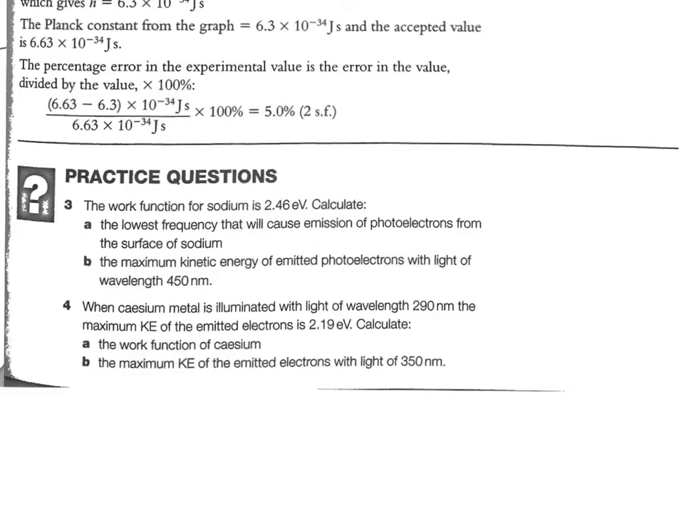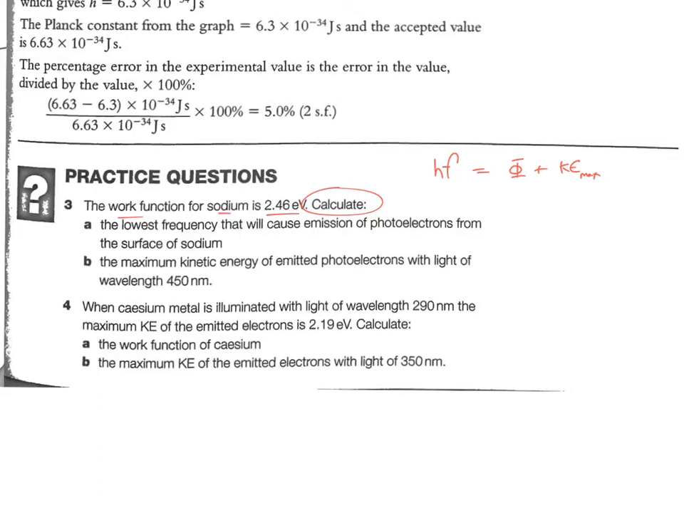Okay, so first one. The work function for sodium is 2.46 electron volts, and it says calculate. We like calculate questions because they mean you're going to use some equations and put some numbers in. Lowest frequency that will cause emission of photoelectrons from the surface of sodium. So, thinking about what happens, the energy of the photons coming in will equal the work function plus the maximum kinetic energy of any emitted electrons.